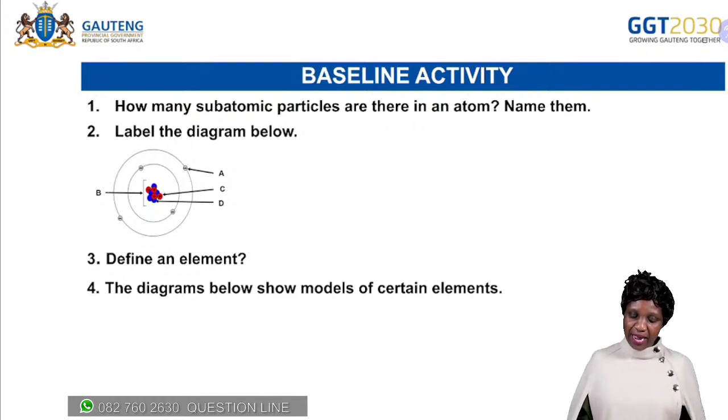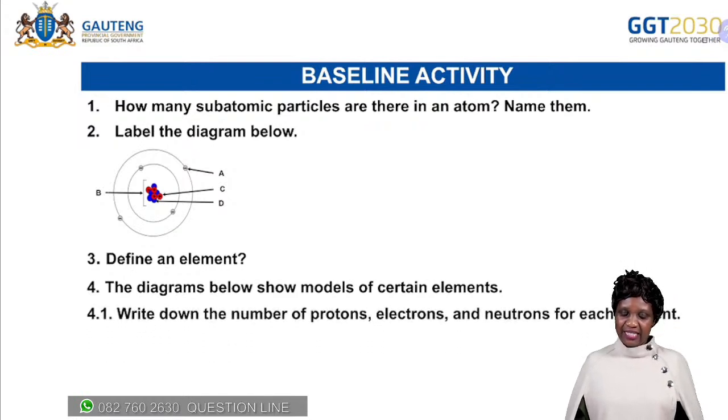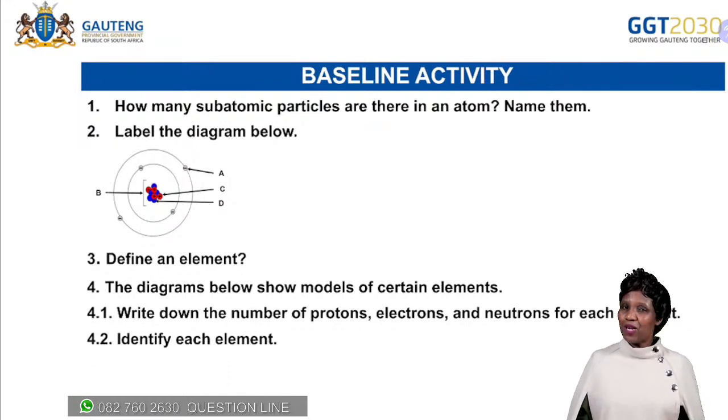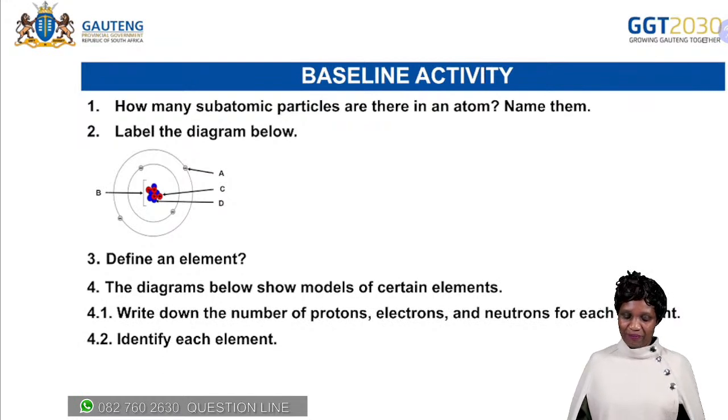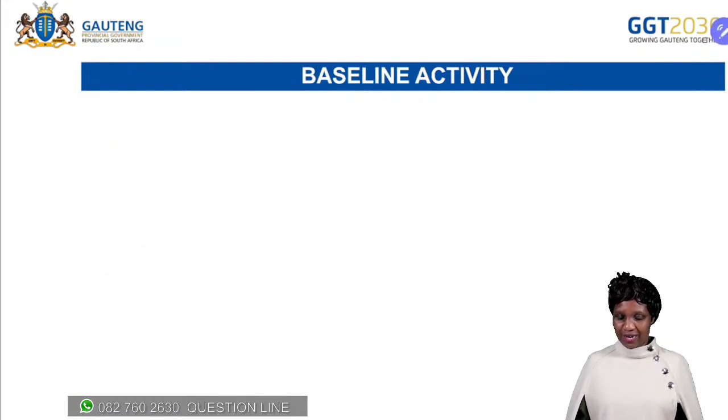And then question number 3. It says define an element. You are going to define an element. And then question number 4 says the diagram below shows models of certain elements. And then write down the number of protons, electrons, neutrons for each element and identify each element. We are going to do that now.